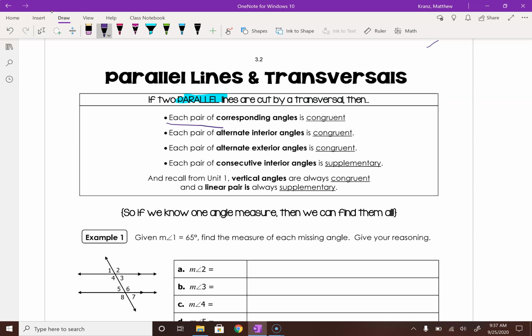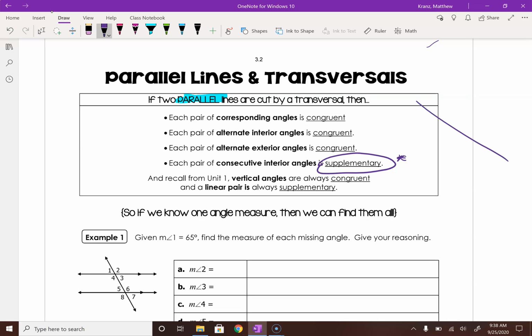Now, each pair of corresponding angles is going to be congruent if they're parallel. If they're parallel, alternate interior angles are congruent. If they're parallel, alternate exterior angles are congruent. If they're parallel, consecutive interior angles are what's called supplementary. So notice that this one is different, right? Put a star next to that one. That one is different. And recall, vertical angles are always congruent.